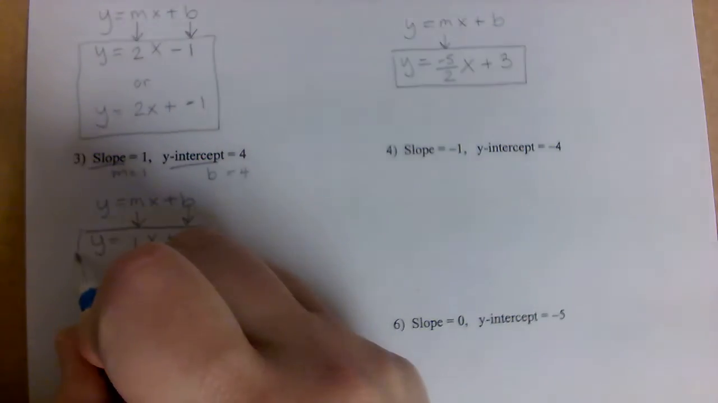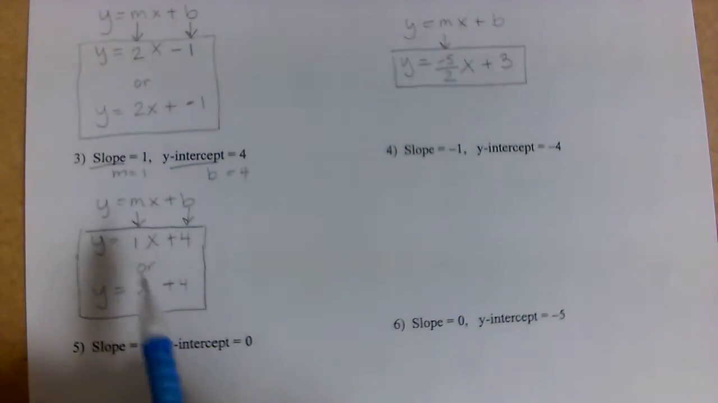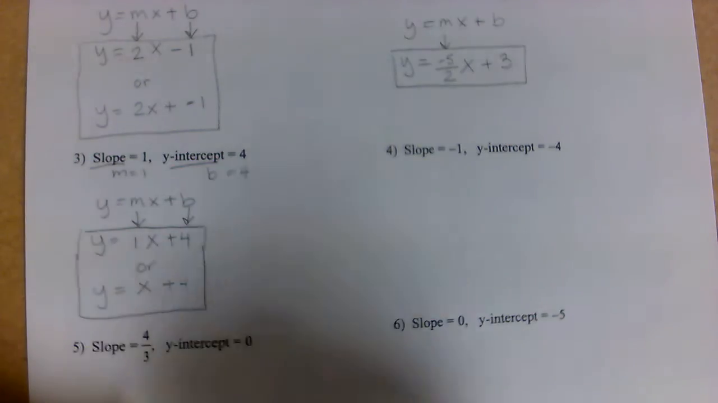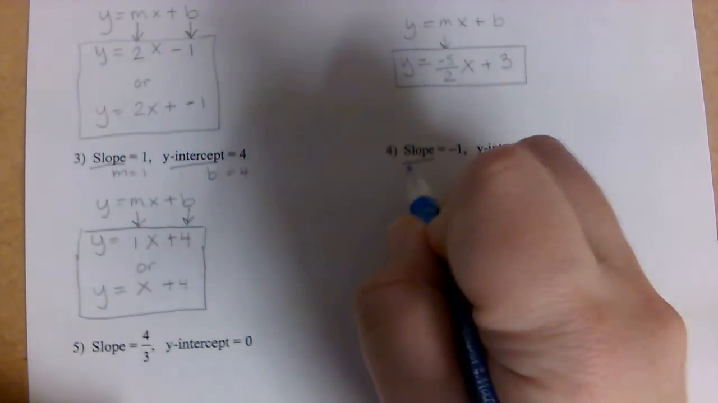So it could just say y equals x plus 4. That would also be an acceptable answer for this, a little bit more simplified, but if you want to write the 1x, it's completely acceptable as well. Alright, so on to number 4.